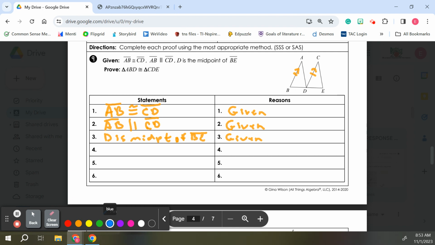All right, number 4. Now, so here we are. We have all this stuff, okay? Let's focus on something that's easy to deal with. In this case, if D is a midpoint of BE, that means this is congruent with this. So BD is congruent with DE by definition of a midpoint. So we have two sides, and they're giving us parallel lines. So do you think we're going to do something with the angles? Yes, absolutely. Okay.